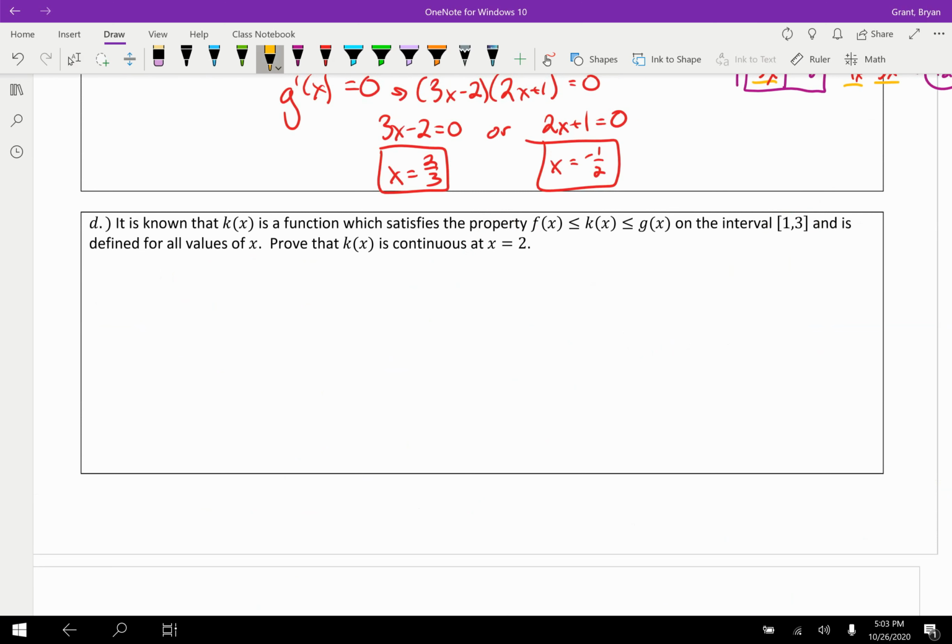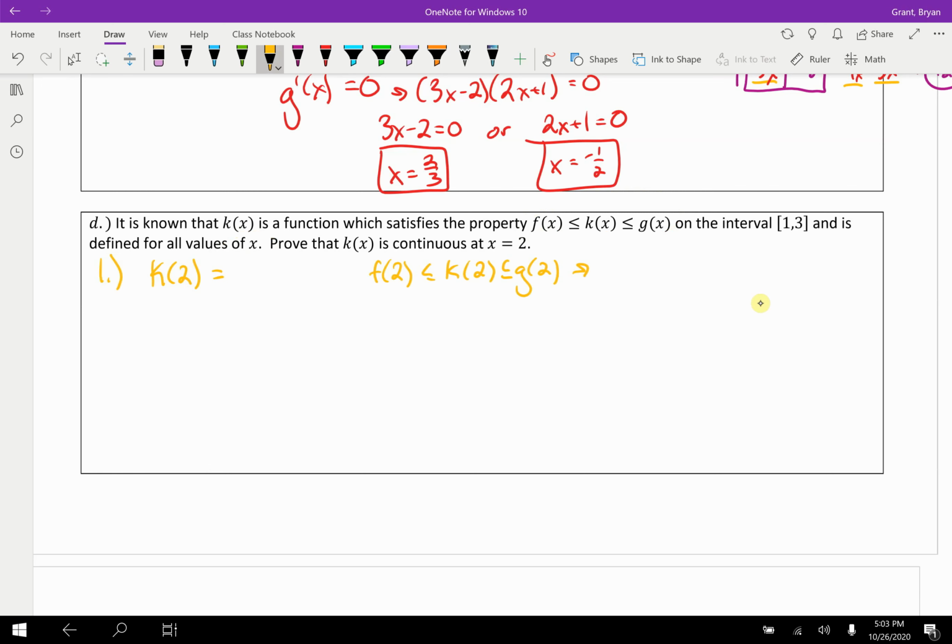3 steps to proving something is continuous, right? The first step is we need to show that k of 2 actually exists, and we should probably find that value too. But we don't know anything else about the function k. Oh, but it's between here, isn't it? So we know that f of 2 has to be less than or equal to k of 2, which is less than or equal to g of 2. So I just replaced all the x's with the same x value because this relationship should hold for every x value because it tells us that k is defined for all values of x. There's no x value that when I plug in, k breaks.